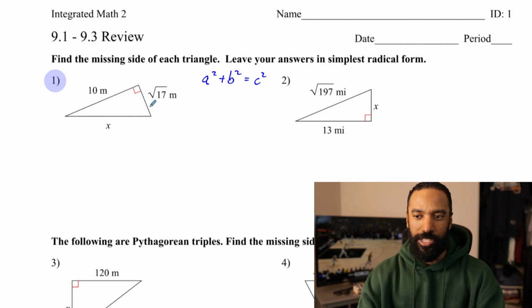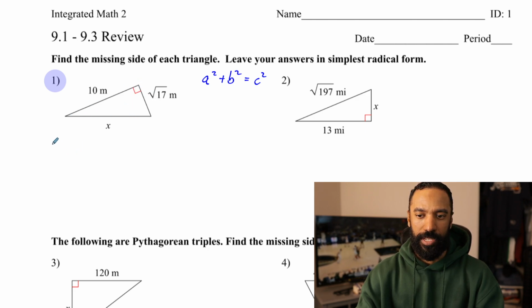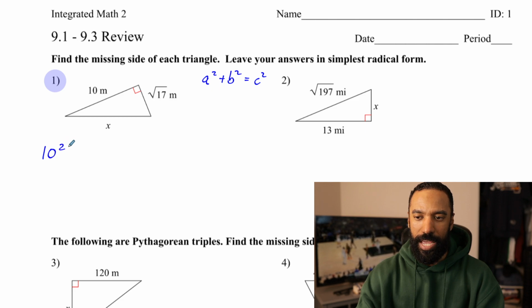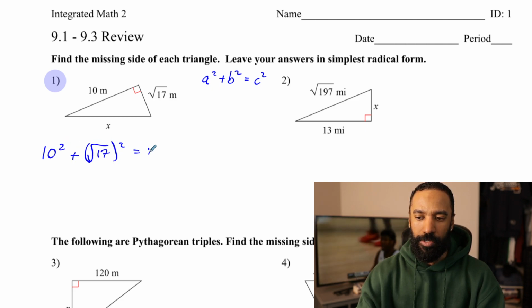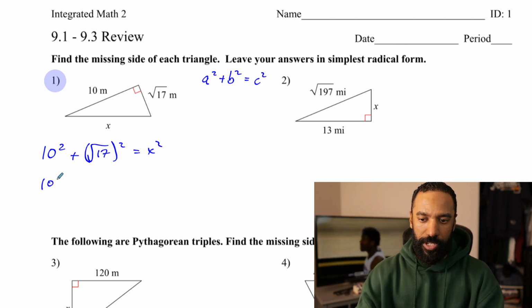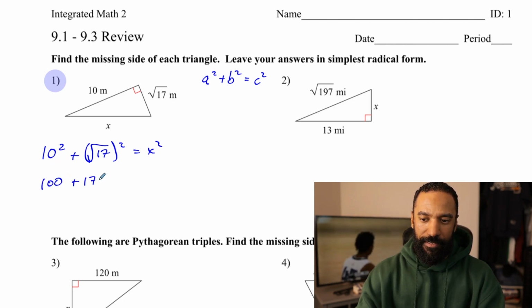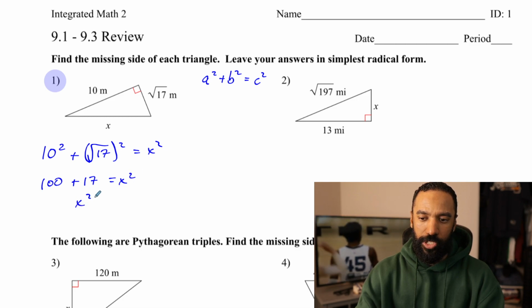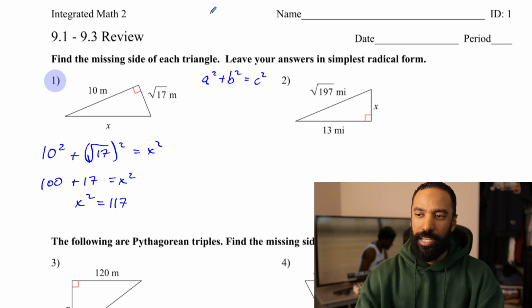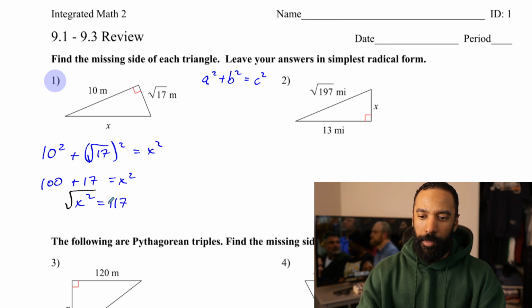No, this is one of the legs, so is this, because they make the right angle here, and the hypotenuse would be x, opposite it. So if I want to solve for x, I'm going to do 10 squared plus root 17 squared, and that equals x squared. 10 squared is 100. Root 17 squared is just 17, and that equals x squared, and x squared is 117. So x will be the square root of 117.